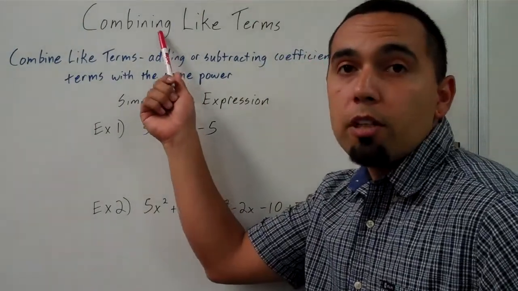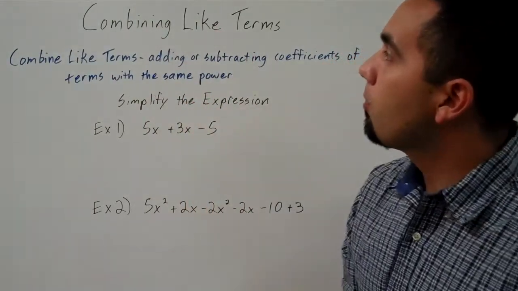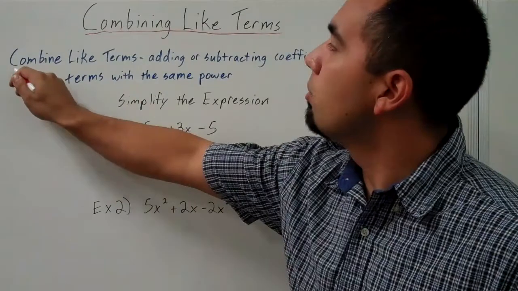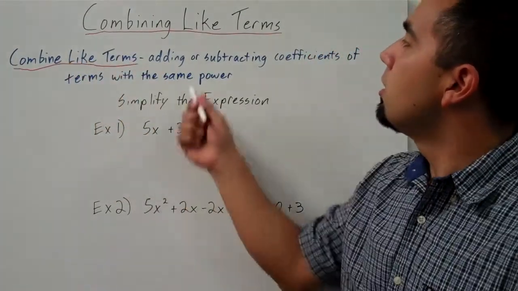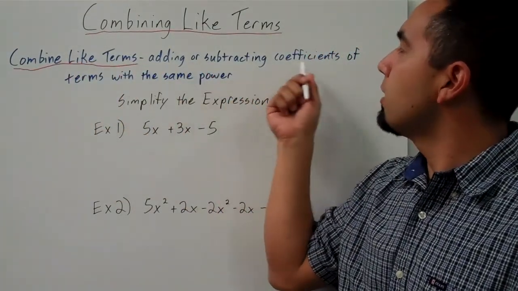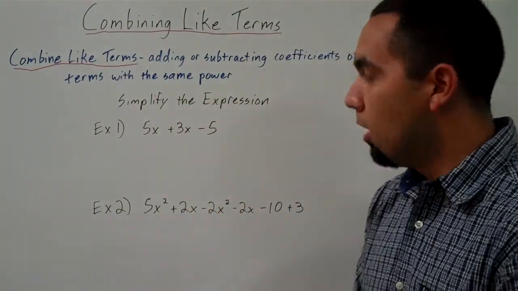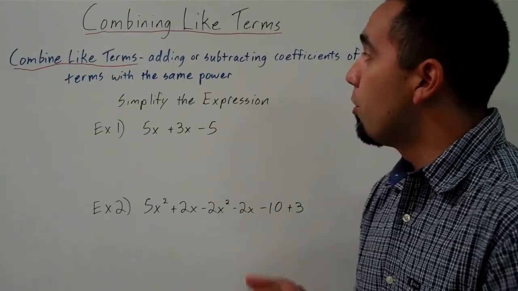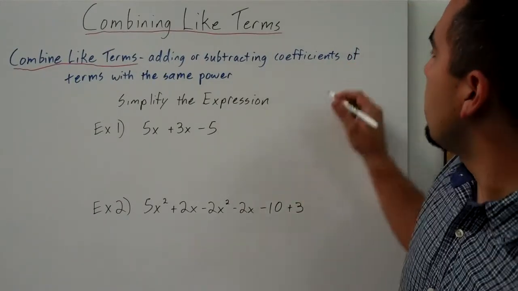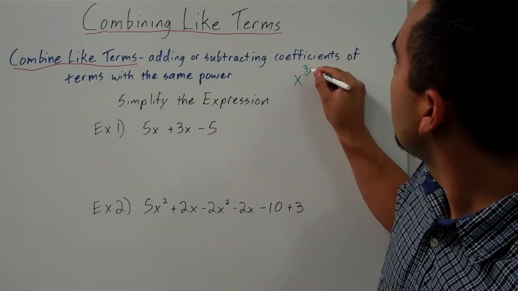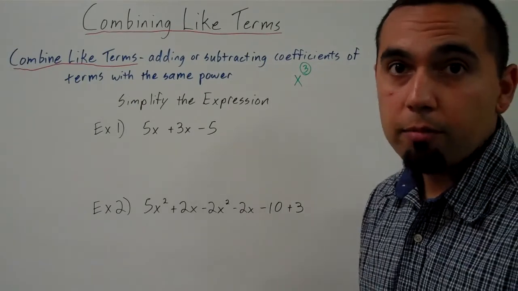Okay, so now we're going to be combining like terms. First off, we need to know what that means. To combine like terms is simply to be adding or subtracting coefficients of terms with the same power. And if we remember, power is the exponent. So if I said x to the third, then we call it to the third power, right?